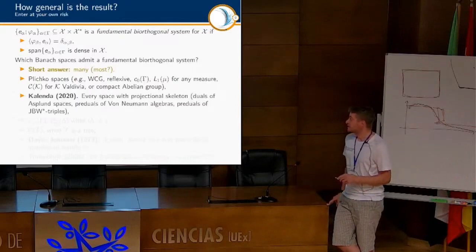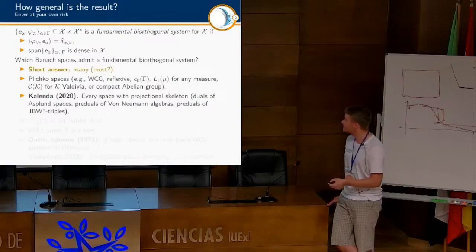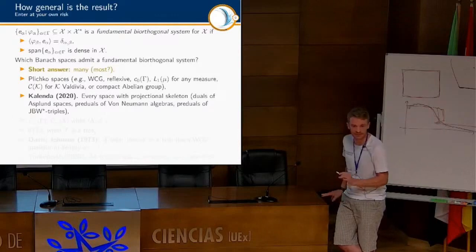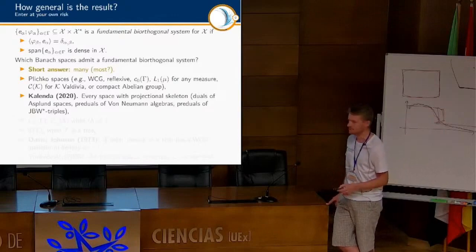Kalenda proved recently that if you have a projectional skeleton, you also have a fundamental orthogonal system. Again, this includes duals to Asplund spaces, some pre-duals to von Neumann algebras, or JBW* triples. I have no idea what this really means. I just copied from some papers. So you don't have to know it either.